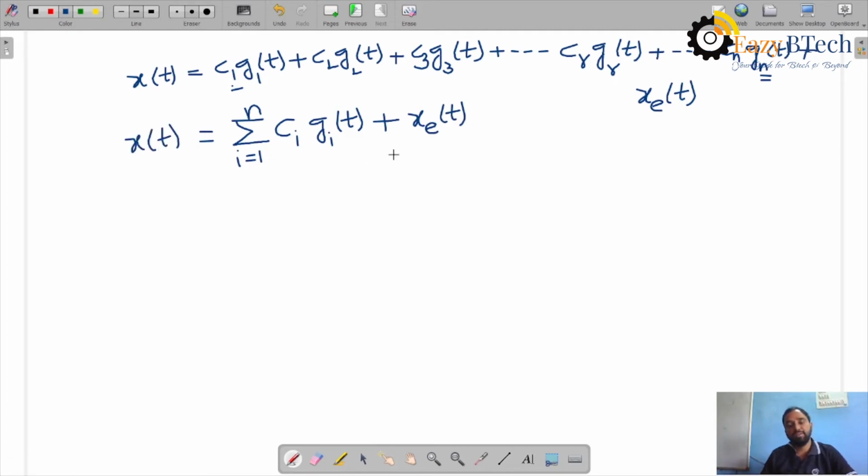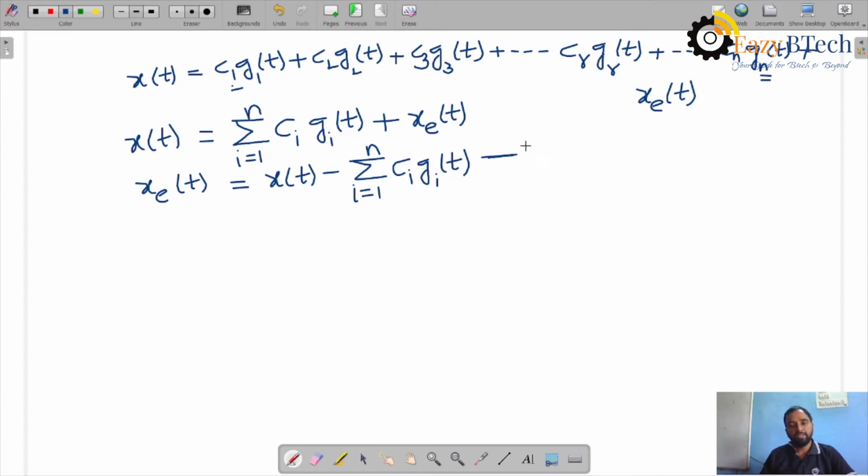So using summation we can write. By this step we can write the error signal xe of t is equal to x of t minus summation i is equal to 1 to n ci gi of t. This is the error function or error signal.